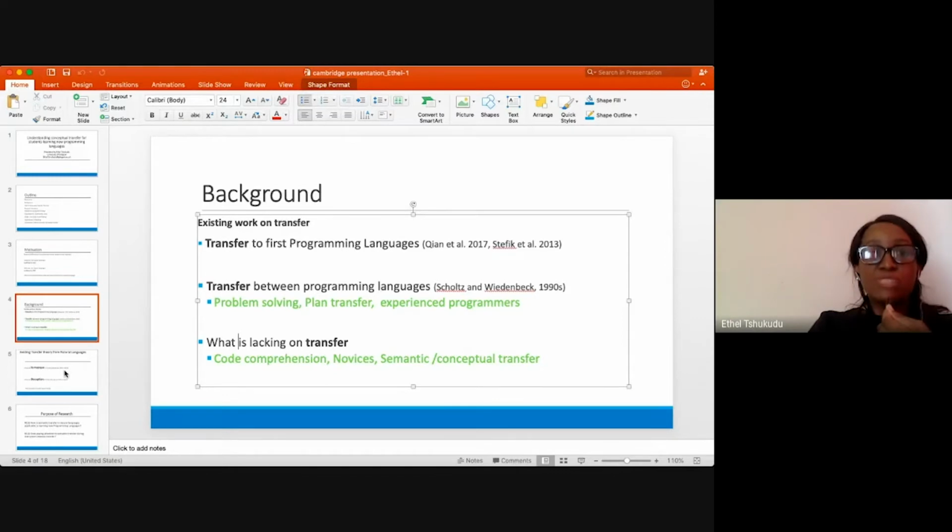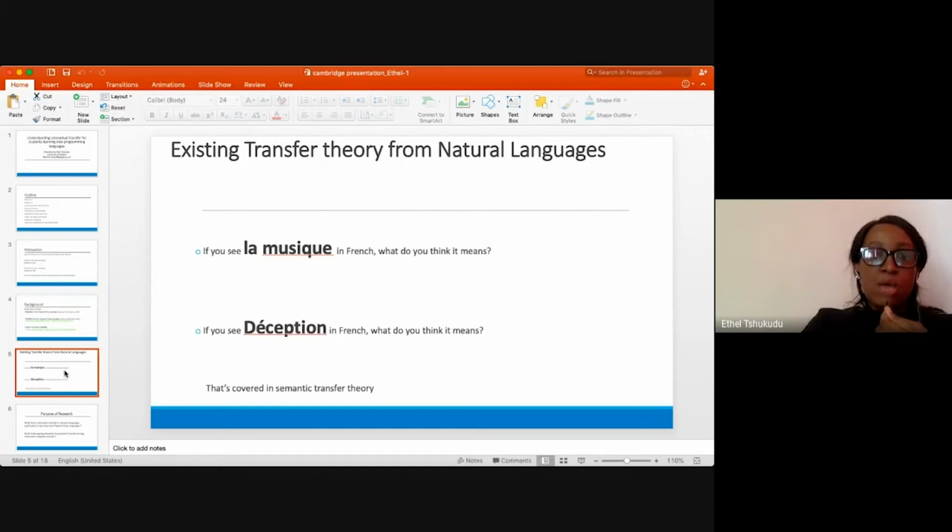So we're gonna do just a simple activity. Don't answer me, just think about it. This one is just trying to explain the idea of how natural languages research explain transfer. So when you look at the word la musique, which is a French word. I'm not sure I'm pronouncing it right, but what do you think it means in English? And then when you look at the word déception, I'm not sure about the pronunciation. What do you think it means in English?